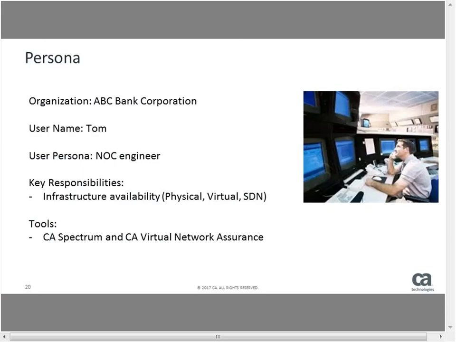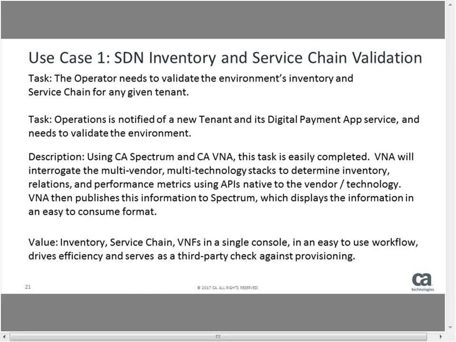So to explain a use case, I usually do this. I'll take an example of an organization and talk about a persona. In this case, we have a bank, and our persona, an org engineer, is Tom, and his responsibility is obviously to check whether the infrastructure is available and there is no customer experience issue because of unavailability of any of the infrastructure. The first and foremost is your SDN inventory and service chain validation.